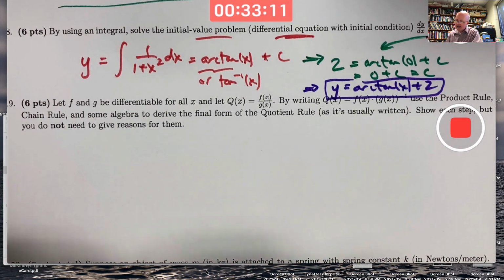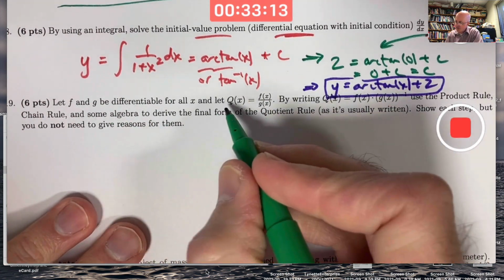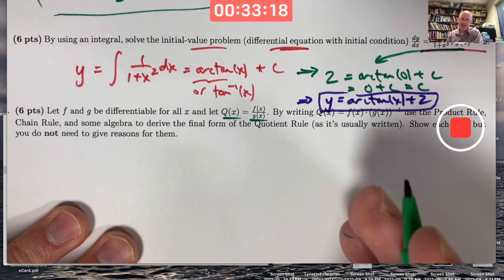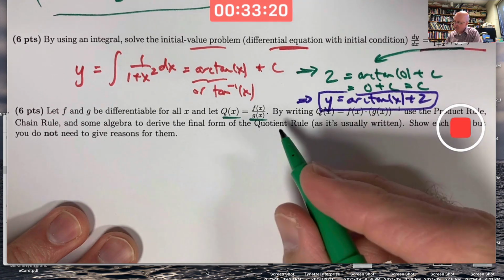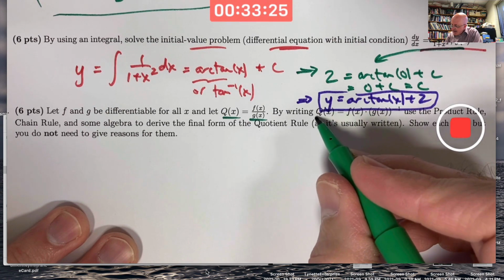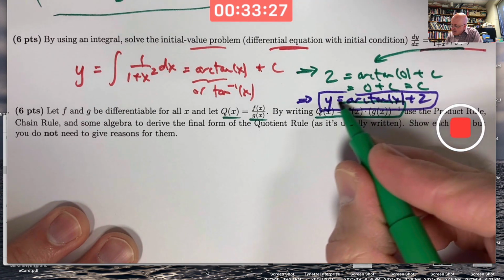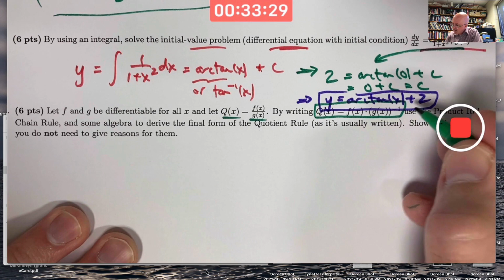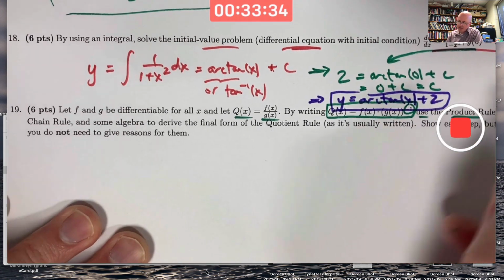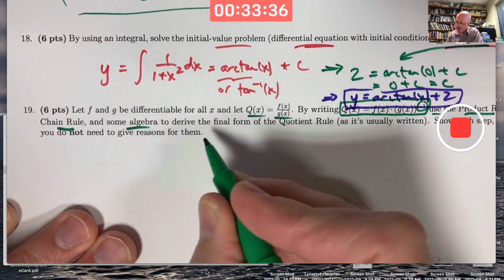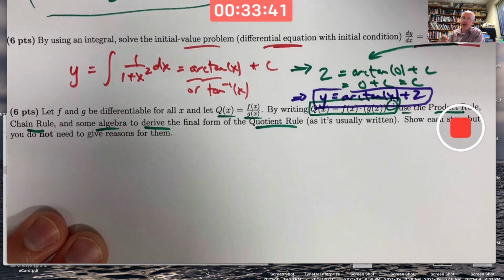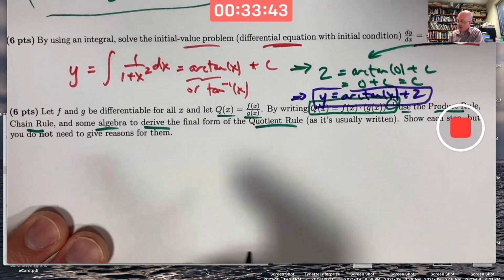Number 9. f and g are differentiable for all x. q of x is f of x divided by g of x. And I guess I didn't say it here, but I'm implicitly assuming I'm not dividing by 0. Directions say, by writing q of x as f of x times g of x to the -1 power, sorry that it's hard to see there, that's a -1 power, use the product rule, chain rule, and some algebra to derive the quotient rule, the way it's usually written as low d high minus high d low over the square of what's below, like we talked about before.